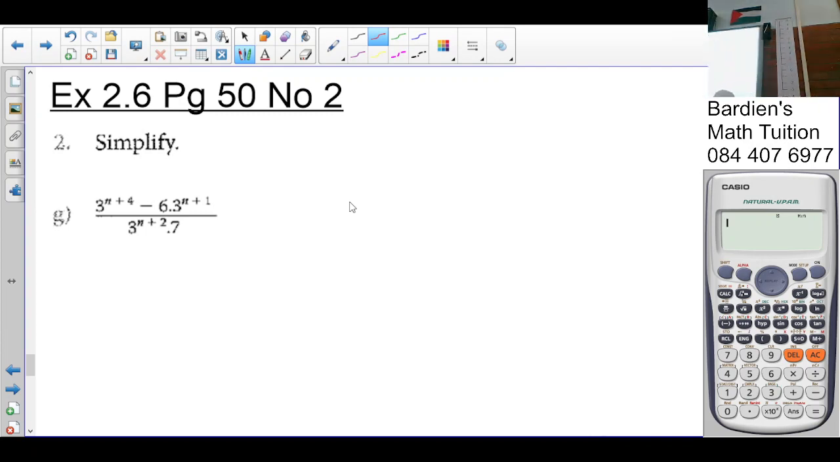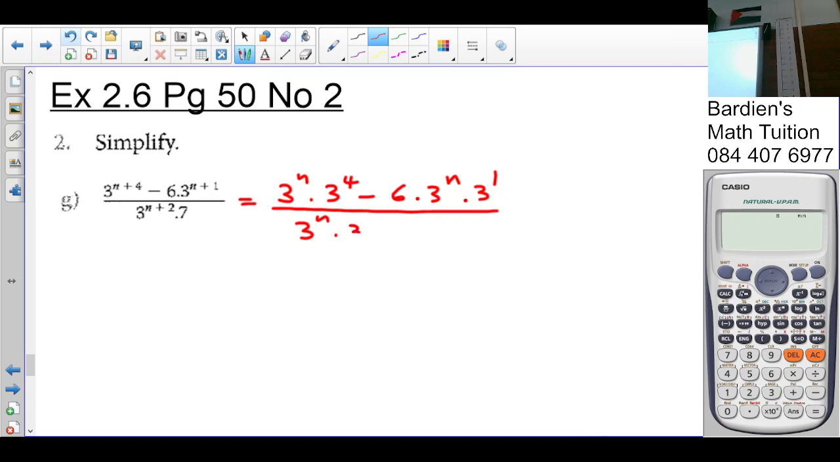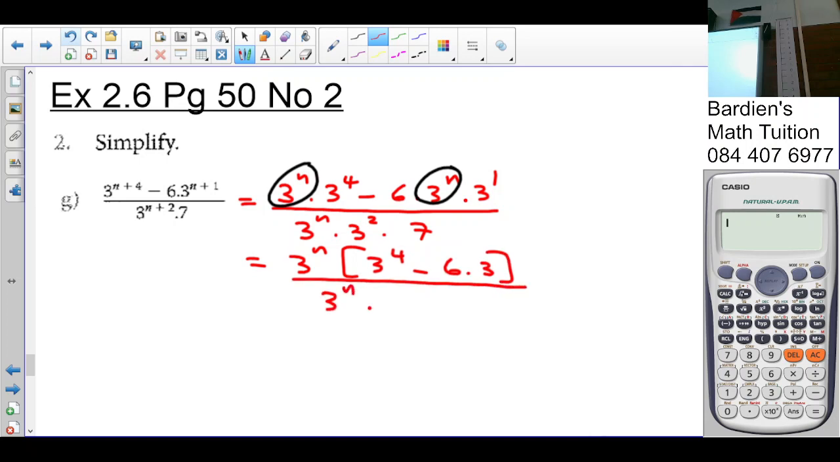Okay, so we're looking at G. Now we must break up the powers here. So that one gets broken, that one there, and this one. Not so? So that's going to give you 3 to the n times 3 to the 4 minus 6 times 3 to the n times 3 to the 1, over 3 to the n times 3 squared times 7. What is common? 3 to the n is common. We only can take out common factors if there's a plus or minus. So here we're going to have 3 to the 4 minus 6 times 3 all over 3 to the n times 3 squared times 7.